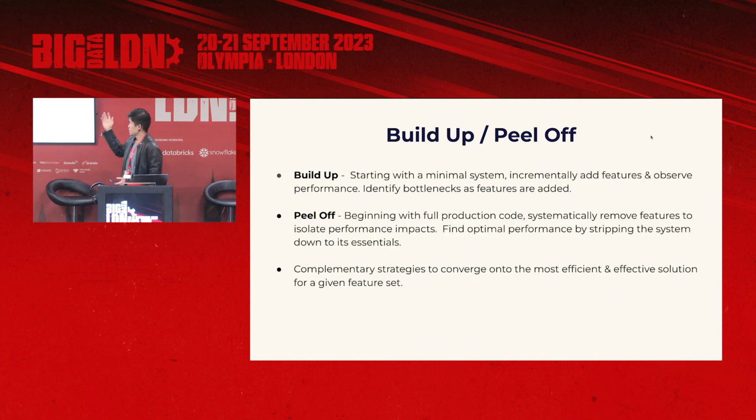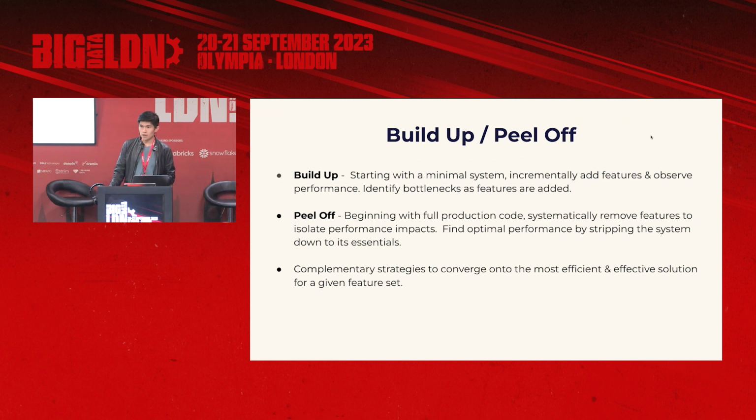And so here are some definitions, right? Essentially build up, you want to start with a minimal system. You incrementally add features. And each time you add a feature, you observe the bottlenecks. And really what you're trying to do is build a theoretical model of the performance throughput of your current architecture, given the feature set. On the flip side, you have peel off. You take production code, you systematically remove stuff from it. And you basically strip it down to its essentials. Each time you strip it down, you figure out the performance impact of that removed feature, right?